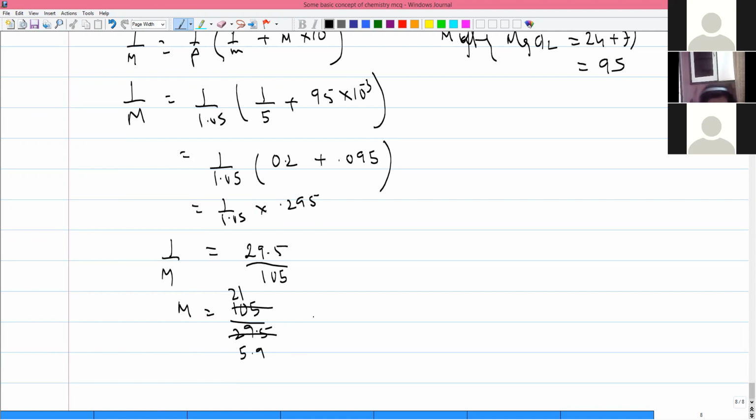सो कितना वैल्यू आता है? 21 divided by 5.9 it is 3.559. That is equal to 3.56 molarity.